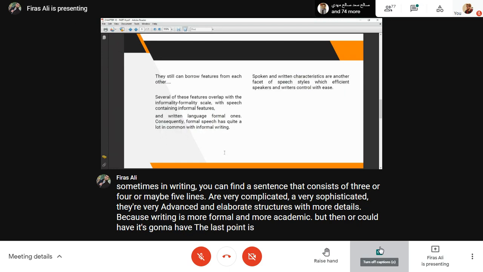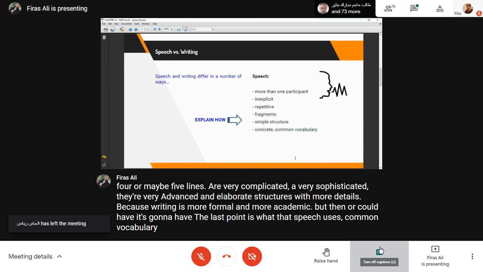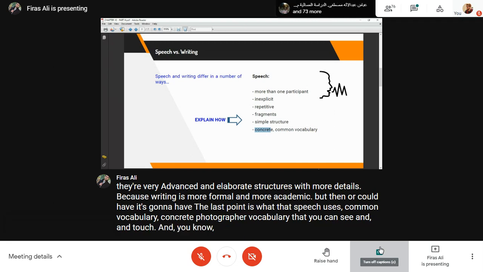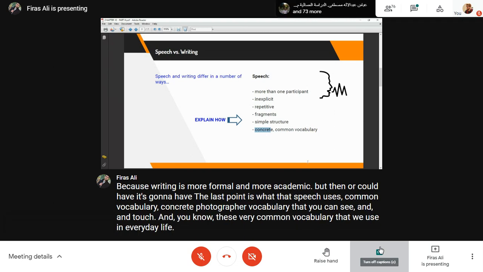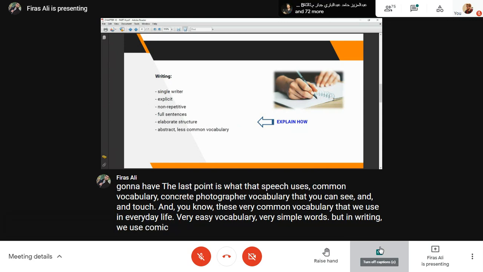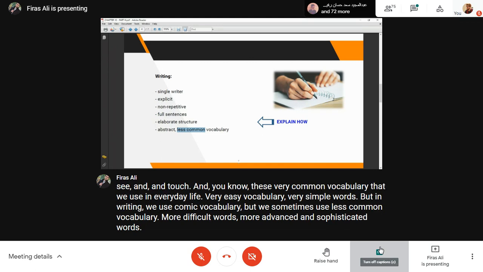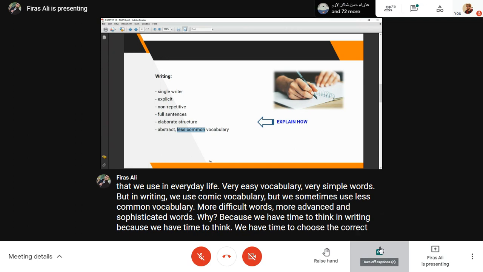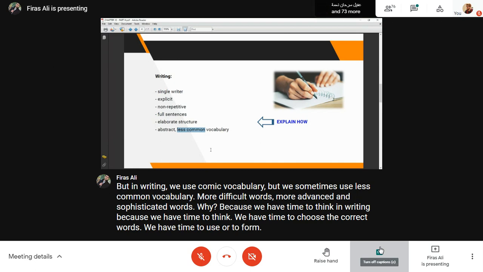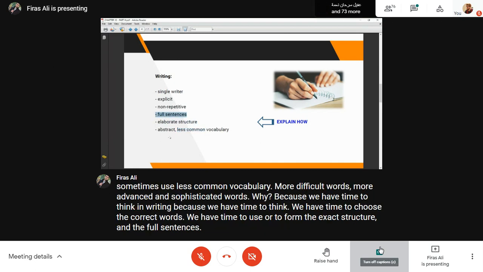The last point is what? Speech uses common vocabulary, concrete vocabulary that you can see and touch, the very common vocabulary that we use in everyday life. Very easy vocabulary, very simple words. But in writing, we use common vocabulary, but we sometimes use less common vocabulary, more difficult words, more advanced and sophisticated words. Why? Because we have time to think in writing. We have time to choose the correct words, and to form the exact structure and the full sentences, and to avoid repetition and to be explicit. Because it follows rules.